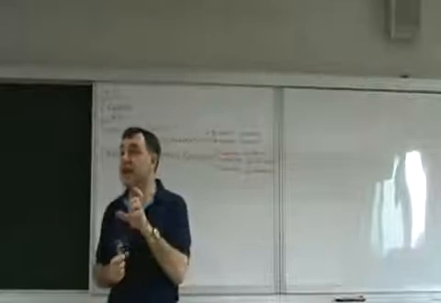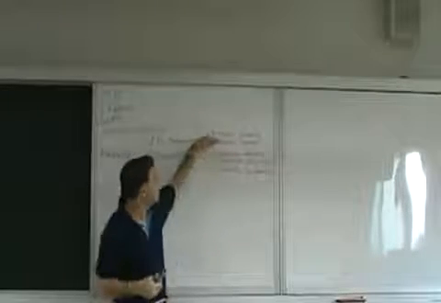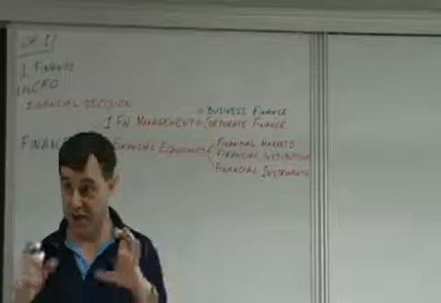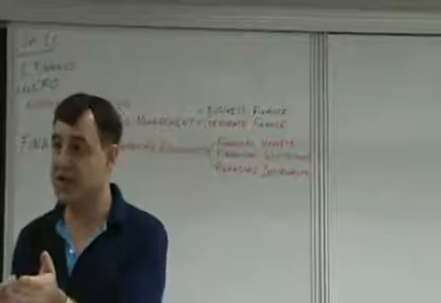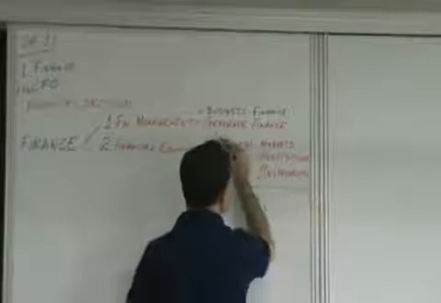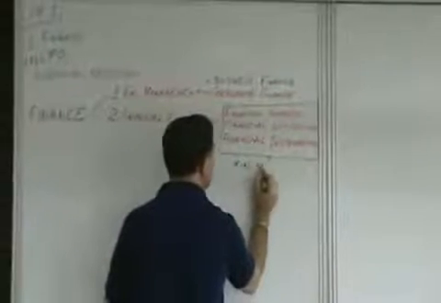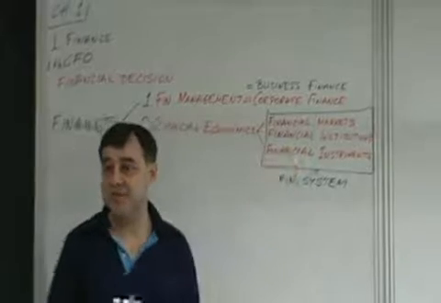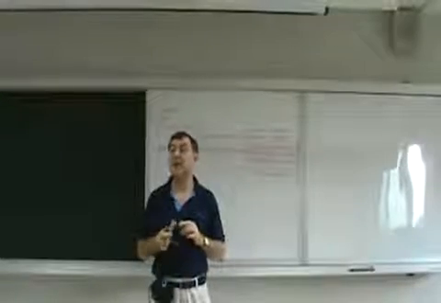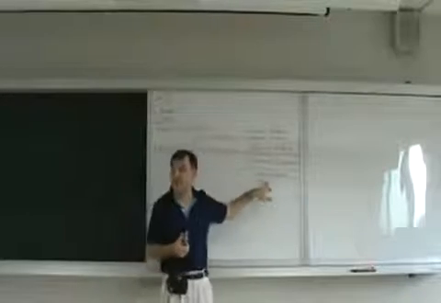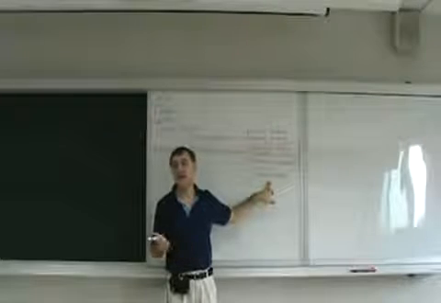All right, continues the explanation now. The three together, financial market, financial institutions, and financial instruments, is called jointly the financial system. We call this the financial system. And now we define financial economics as simply the subject which studies the financial system.